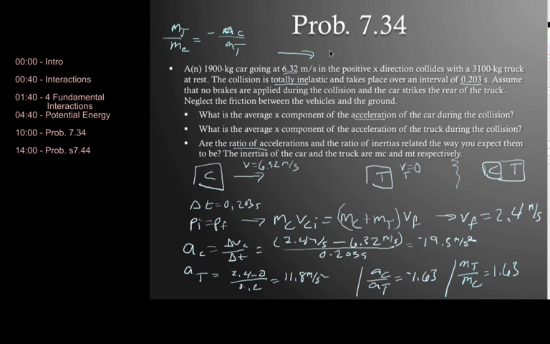So I could rewrite this as mass of the truck times acceleration of the truck is equal to minus mass of the car times acceleration of the car. If I then think about force is ma, what I get is that force on the truck from the car is equal to minus the force of the car on the truck. So whatever happens during this collision, causing these accelerations, is some force that is equal and opposite.